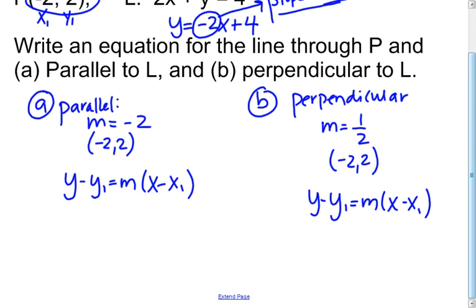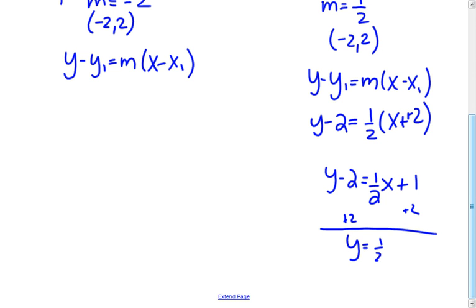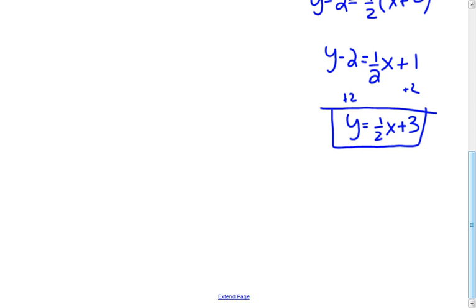Okay, so I will do this one just so that you can see this. So y minus my y1 is 2. Again, my slope is 1/2, and then x minus negative 2, which of course we know comes out to be x plus 2. Y minus 2 equals 1/2 x, and then 1/2 times 2 is 1. Add the 2, and y equals 1/2 x plus 3. Okay, now this is the form I want it in, unless I tell you otherwise.